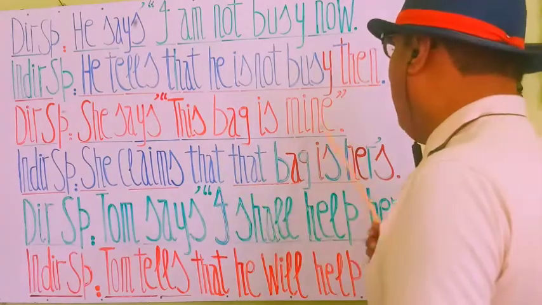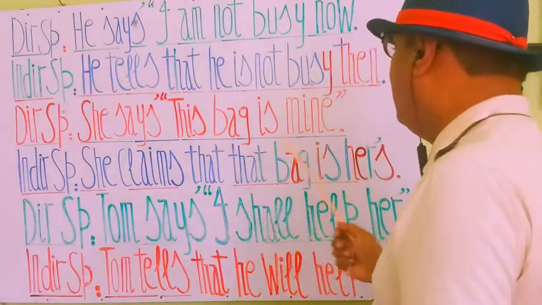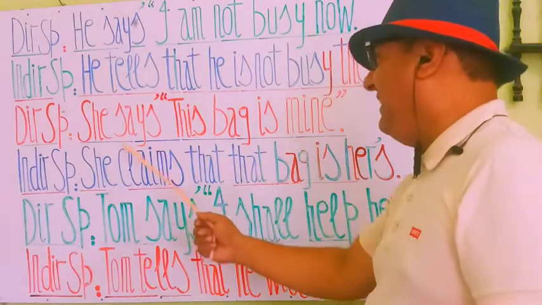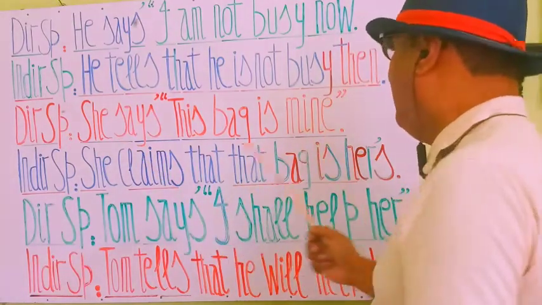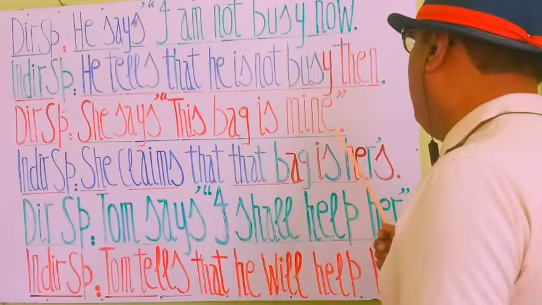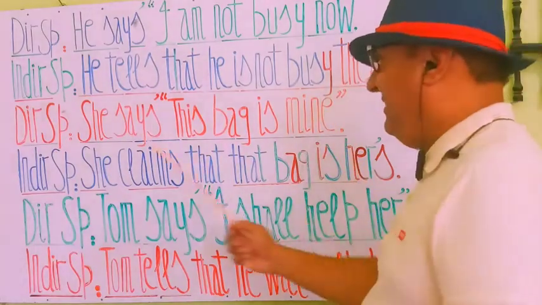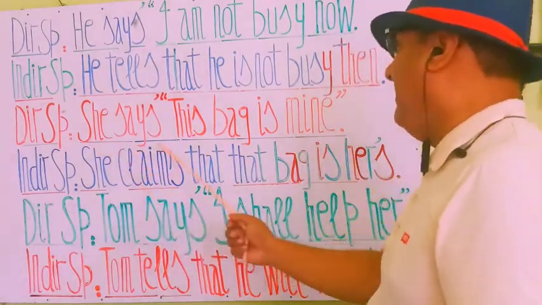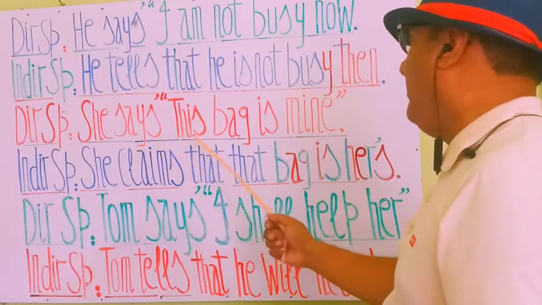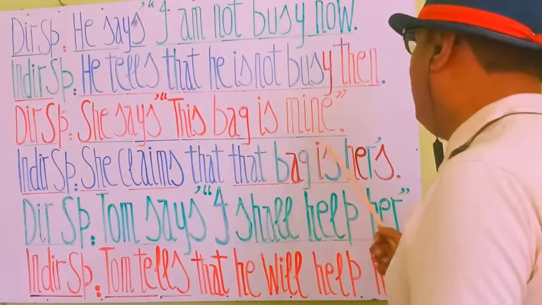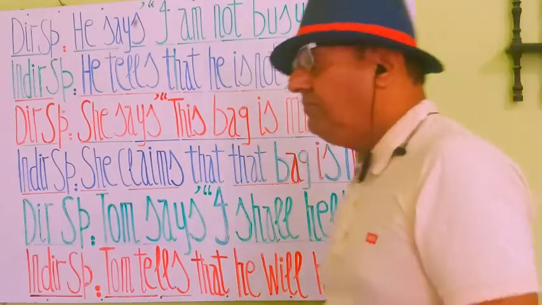This bag is mine. She says, this bag is mine. So this is the direct speech statement: she says, comma, inverted comma start. This bag is mine. Commas close, full stop.